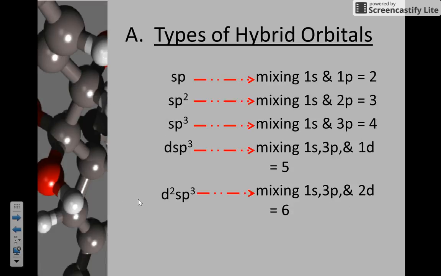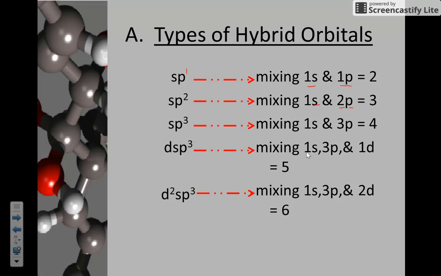So the types of hybrid orbitals that we are going to run into are an sp, or sp1 if you want to call it that. It's when you mix one of your s subshells and one of your p subshells, utilizing two of those subshells. sp2 is when you mix one of your s and two of your p's, which gives you an sp2 hybrid orbital. If you mix one of your s and all three of your p subshells, that's four subshells available to hold the electrons, and you have an sp3.